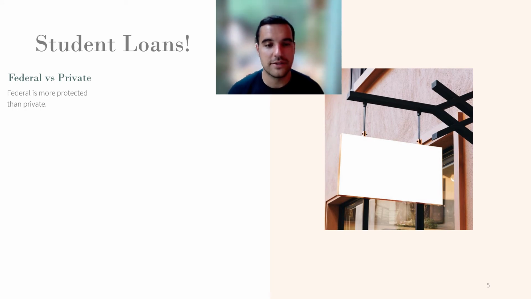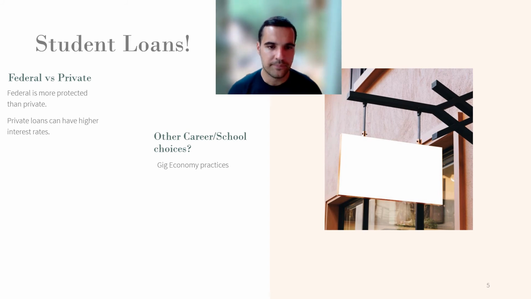Federal versus private, some big things here. Federal is going to be more protected than private. Private student loans do not go that route. Higher APR, a little harsher terms on when you graduate college, a little harsher terms to pay back. Federal is a little bit more protected. Private loans can have higher interest rates.